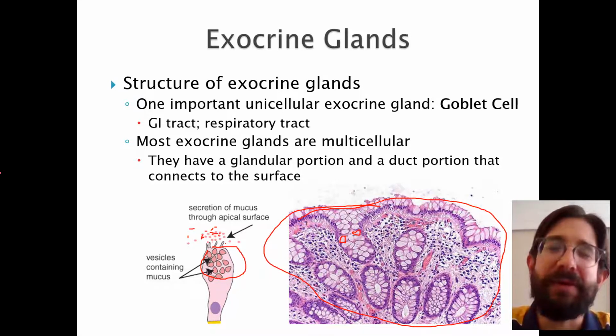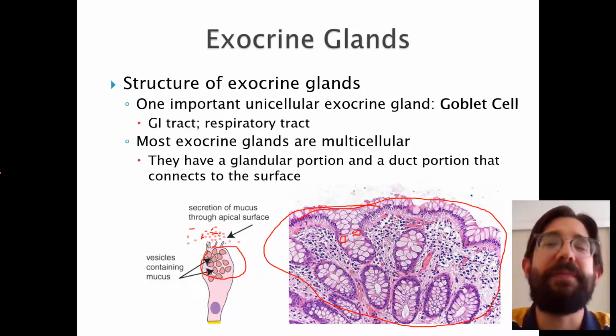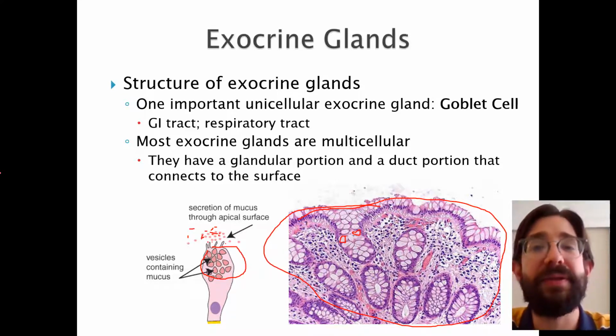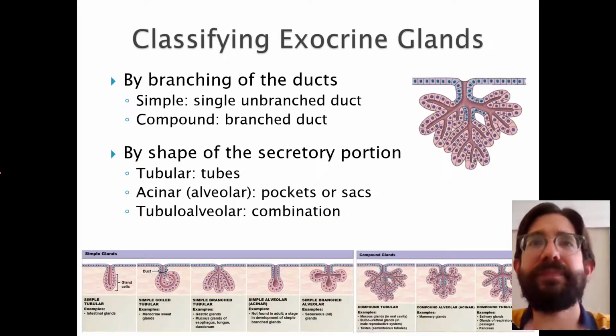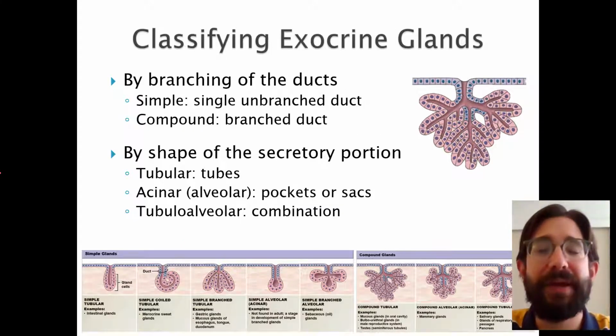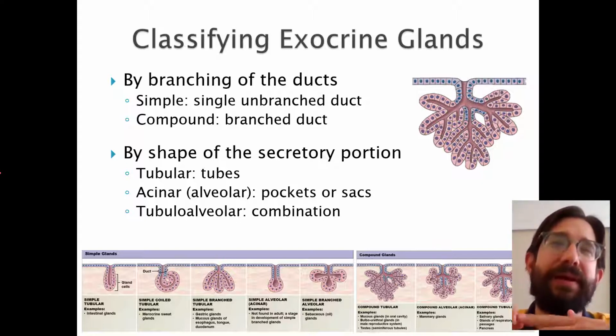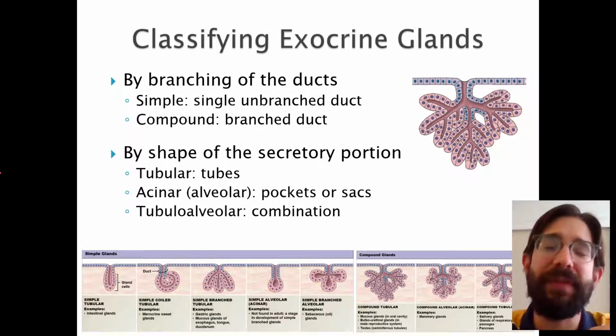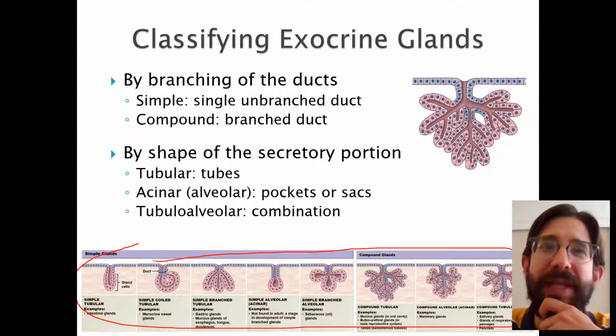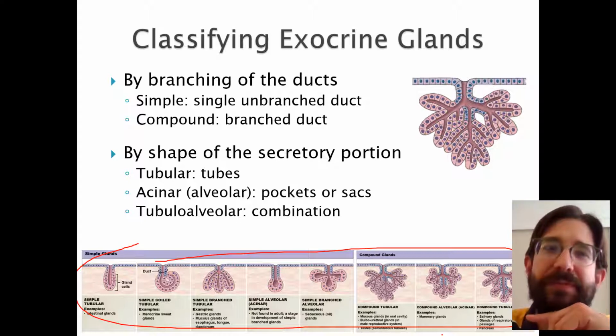But most exocrine glands are multicellular. They're going to have some glandular portion and then a duct to carry those secretions to the surface. And you can classify these exocrine glands by looking at how those ducts branch and then the shape of the secretory portion. We're not going to learn all these types of exocrine glands. We're just going to recognize that the ducts themselves can either be simple or compound. Meaning you can have one simple duct, or here it's starting to branch out in different directions.